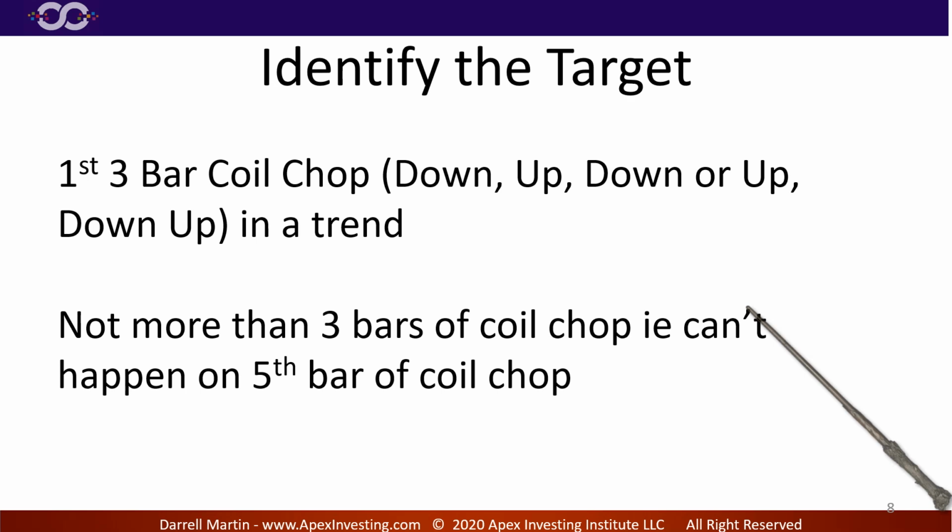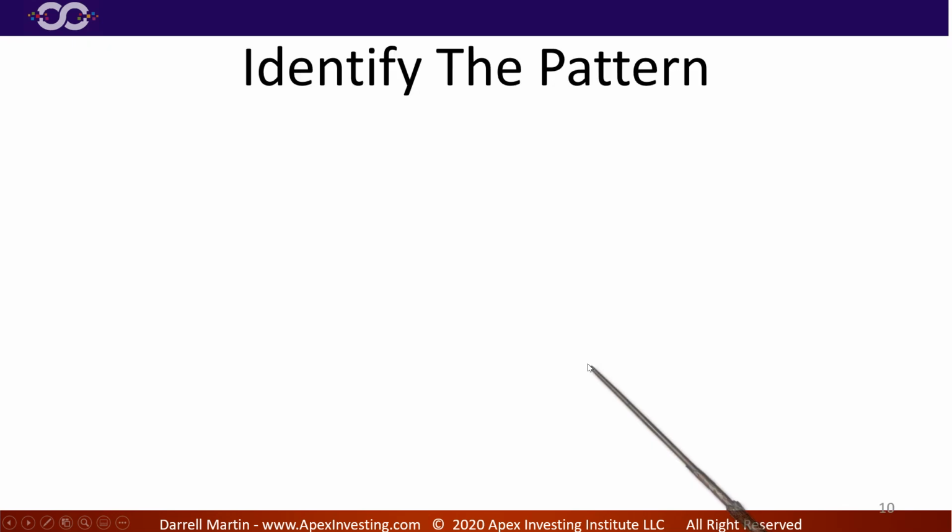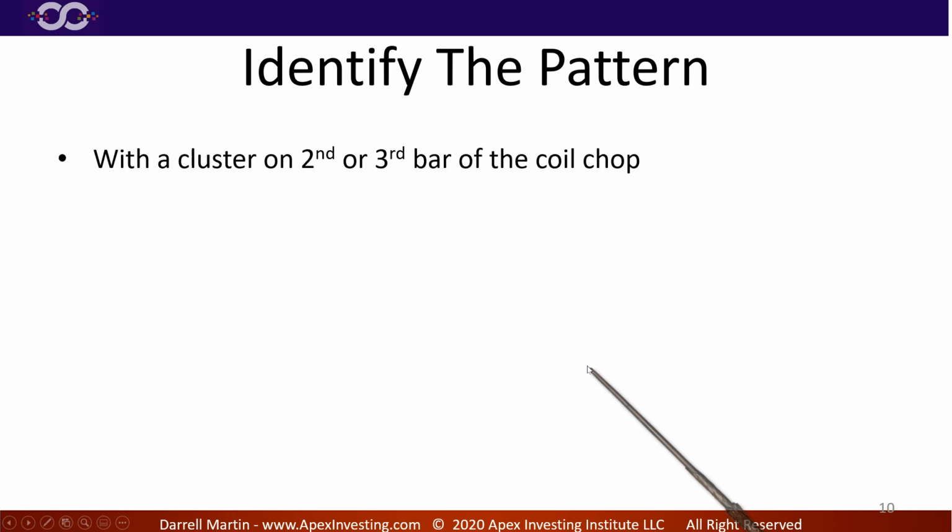Make sense so far? 3-bar coil chop. What I'm talking about literally is up, down, up, or down, up, down. Real simple. So you're actually looking for coil chop. Now, we avoid coil chop in trading, but when it is an elevator trade, then we can take it.